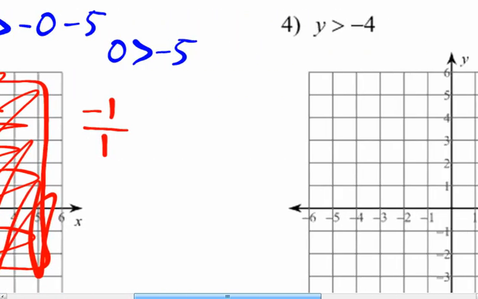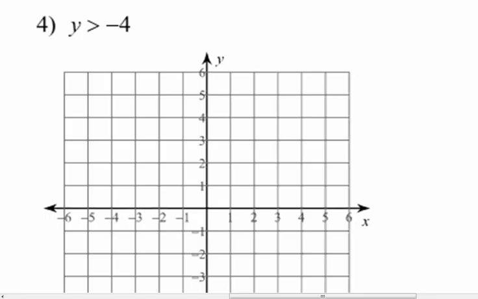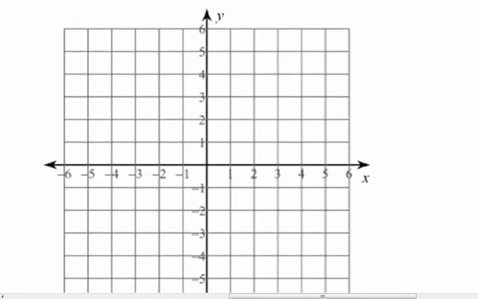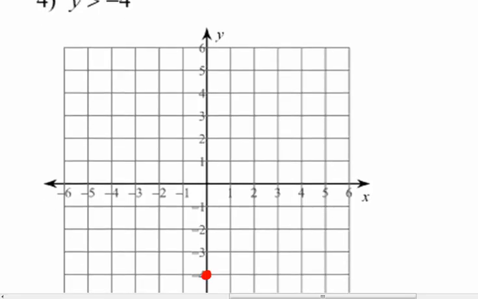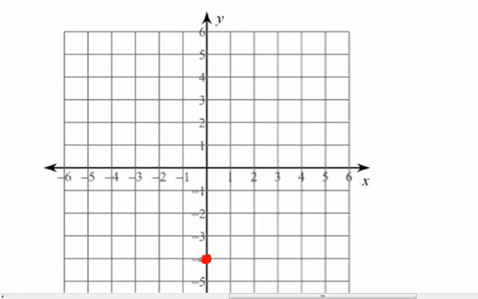Fantastic. What's this problem? Ooh, I don't like it. Y is greater than negative 4. So this is y equals something. We have the y-intercept of negative 4, and that's really all the function tells us. But keeping in mind that y is greater than negative 4, we're talking about all points where y is negative 4, which is everywhere on this horizontal line.